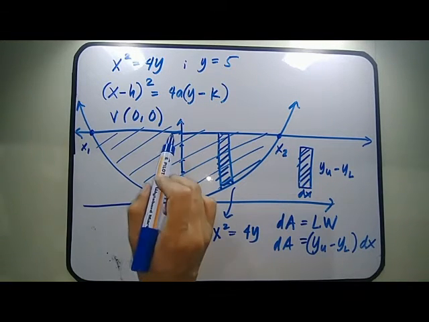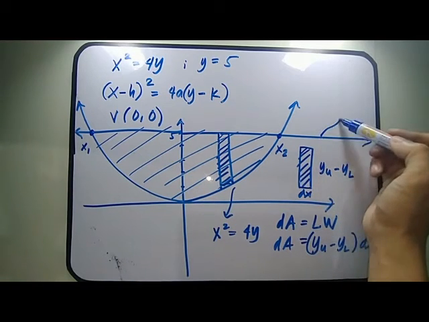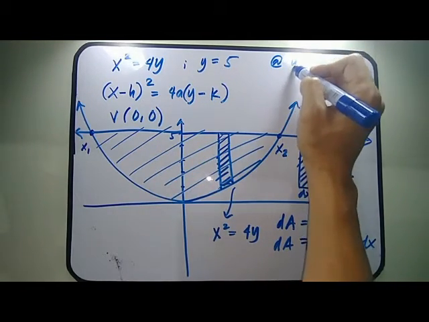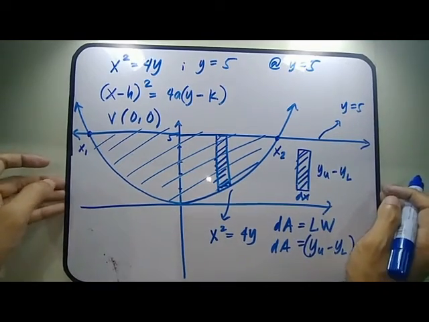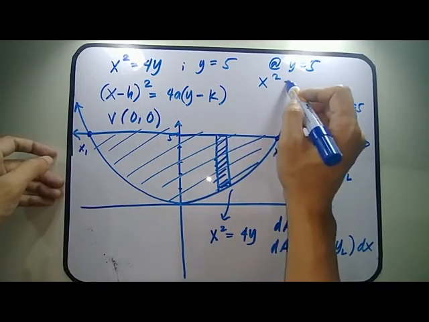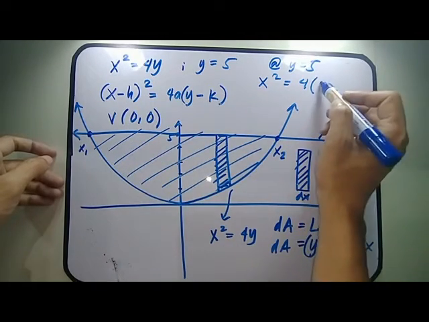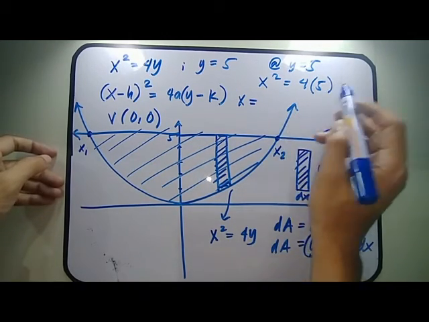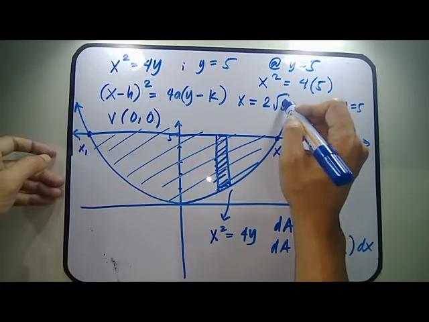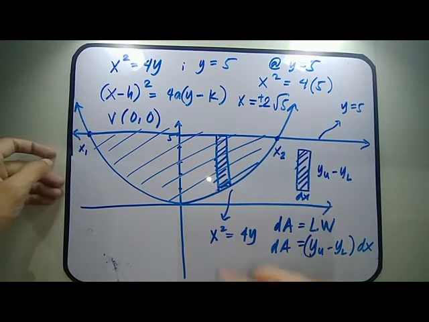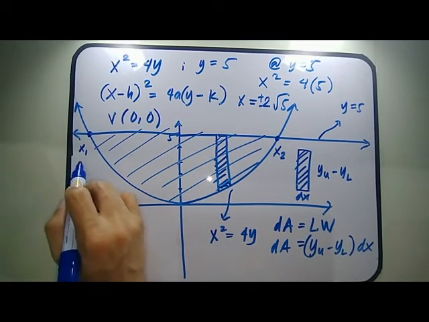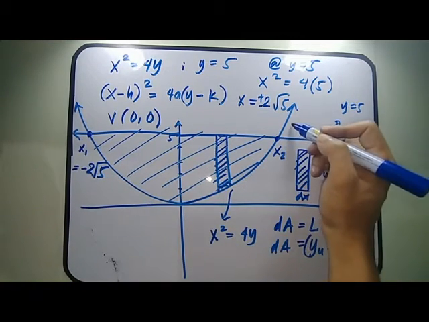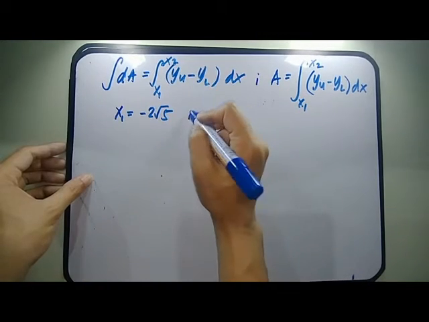So x sub 1 at y is equal to 5. So just input y is equal to 5 in your parabola. You have here y is equal to 5, so substitute in the parabola. So x squared is equal to 4 times 5. Therefore, we have x as the square root of 20 or 2 square root of 5. So it means that it is plus or minus 2 the square root of 5. So this x sub 1, since it is located there on the left side, is negative 2 the square root of 5. So x sub 2 is located on the right side. Therefore, it is 2 square root of 5. That is positive. So x sub 2 is 2 the square root of 5.